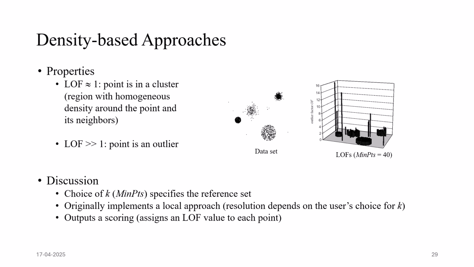the point is in a cluster, a region with homogeneous density around the point and its neighbors. If the local outlier factor is greater than 1, the point is an outlier. So the choice of k, the min points, specifies the reference set. It originally implements a local approach and outputs a scoring, assigning a local outlier factor value to each point.